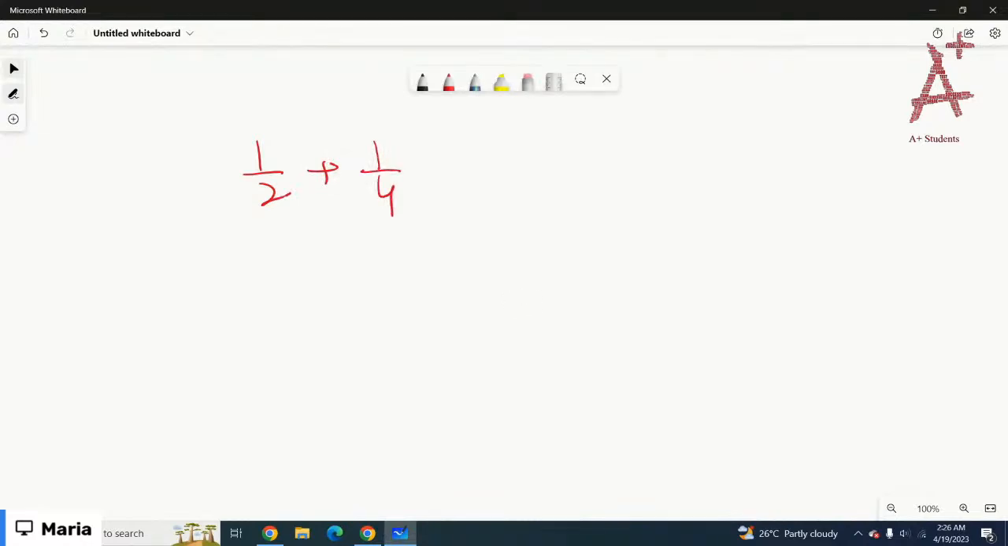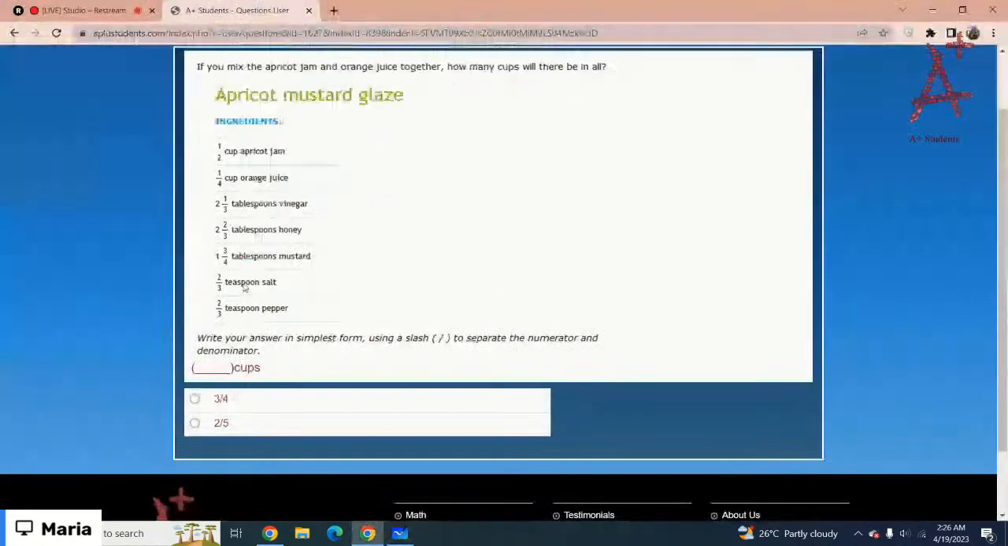Got it? So first of all, you need to make their denominator same. So 2 times 2 is 4. So it would be 2 over 4. So they have the like denominators. You simply need to add. So 2 plus 1 is 3. So it would be 3 over 4. So the correct option is 3 over 4.